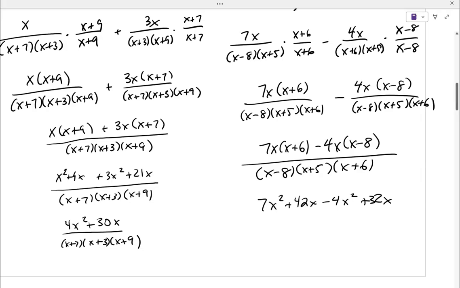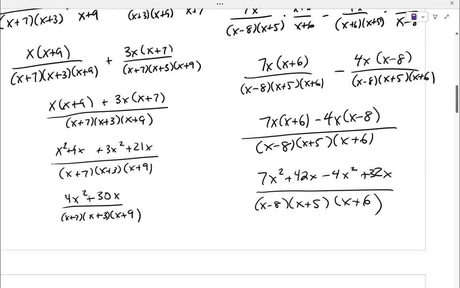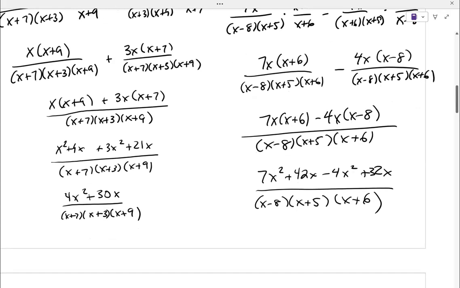So when I distribute that minus 4x through, the minus 4x times the x gives us negative 4x squared. Minus 4x times minus 8 makes a plus 32x in that case. We still have the same denominator on bottom. And now final step here, we'll combine like terms. What do we get as our final then when we combine the like terms?